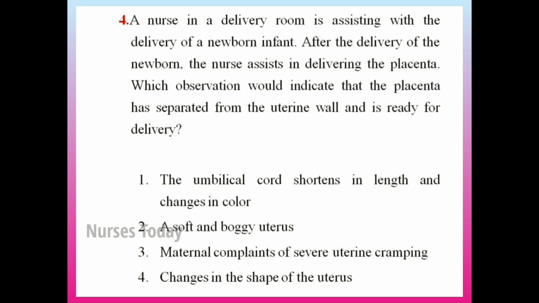Option 2. A soft and boggy uterus. Option 3. Maternal complaints of severe uterine cramping. Option 4. Changes in the shape of the uterus. The correct answer is option 4, changes in the shape of the uterus.